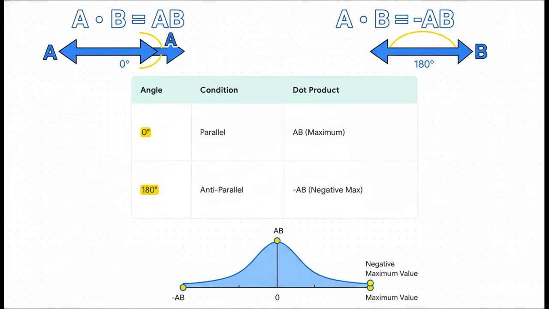So what about the other extremes? If the vectors are perfectly parallel, the angle is 0, cosine of 0 is 1, so we get the maximum possible positive value, just magnitude A times magnitude B. And if they're anti-parallel, pointing in opposite directions, the angle is 180, cosine is -1, and we get the maximum negative value, negative A times B.